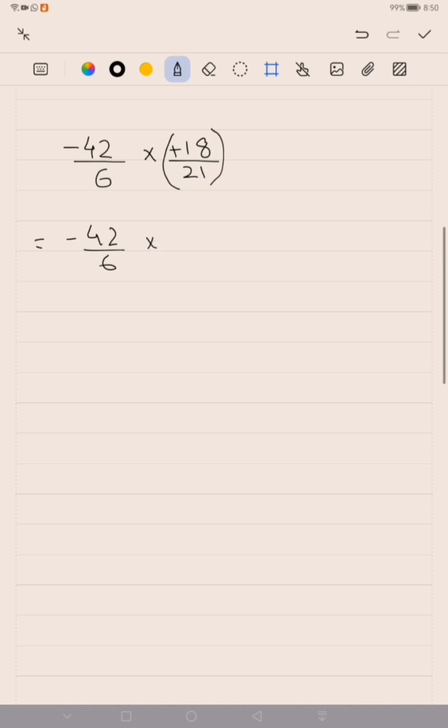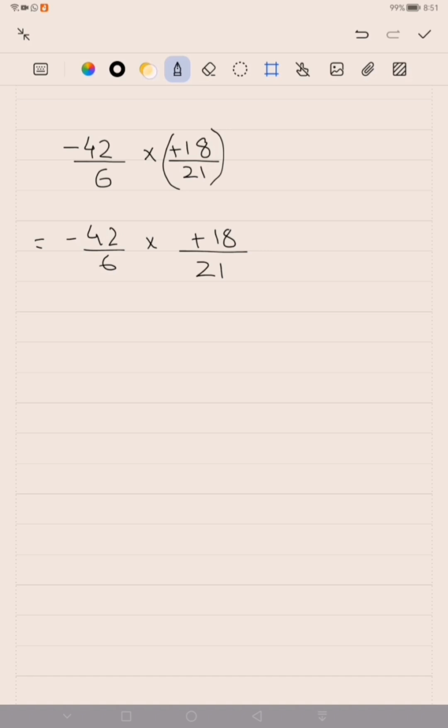Let's do another example. Minus 42 over 6 multiplied by plus 18 over 21. First we are going to remove the brackets. Signs will remain the same over here. Now check each numerator. If it can be divided by any one of the denominators.